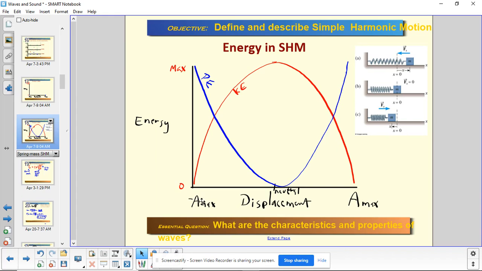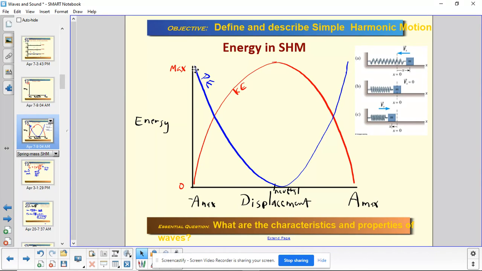So we're going to start off with our block at a max negative amplitude. The minus A means a max negative amplitude, which is basically position C here, where it's pushed all the way to the left as far as it can go. When it's at that position, the block is stopped. It has the spring compressed as much as it can go, and the spring has managed to stop the block. So there is zero kinetic energy. The red line is the kinetic energy. At this point, there is zero kinetic energy, and all of the energy is in the form of potential energy in the compressed spring.